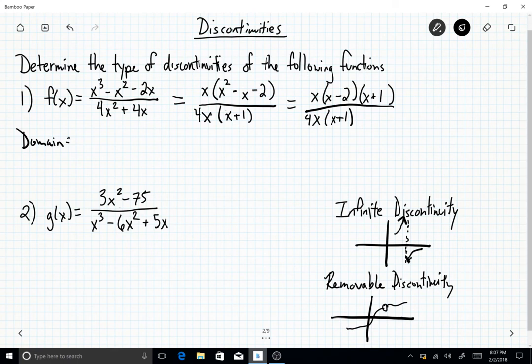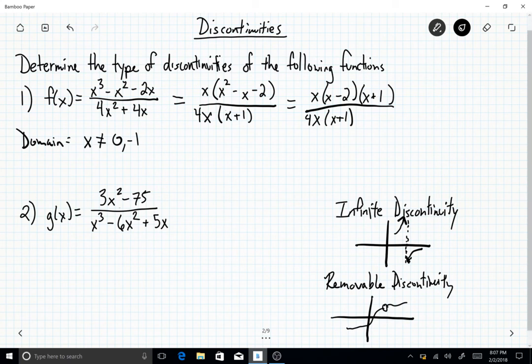So in this case, when we look at 4x times the quantity x plus 1, what happens? Well, in our domain, x cannot equal whatever would make the denominator 0, and so that's going to be 0 and negative 1. So those are going to be your discontinuities. If you need to see how we came up with that, just let me know and I'll be happy to show you. But now we have to figure out what happens at those discontinuities. And so here's the whole idea.